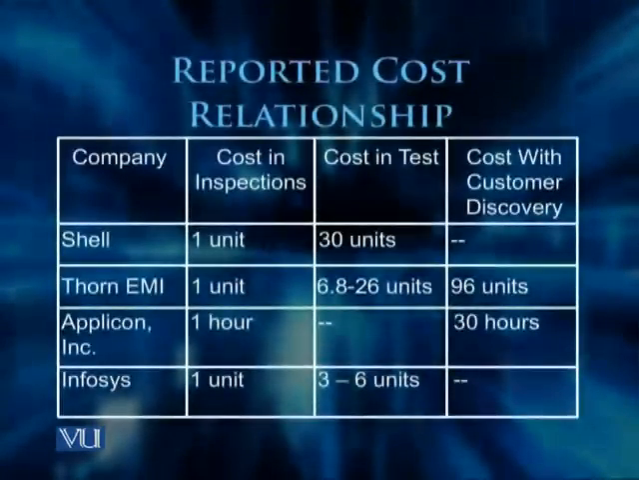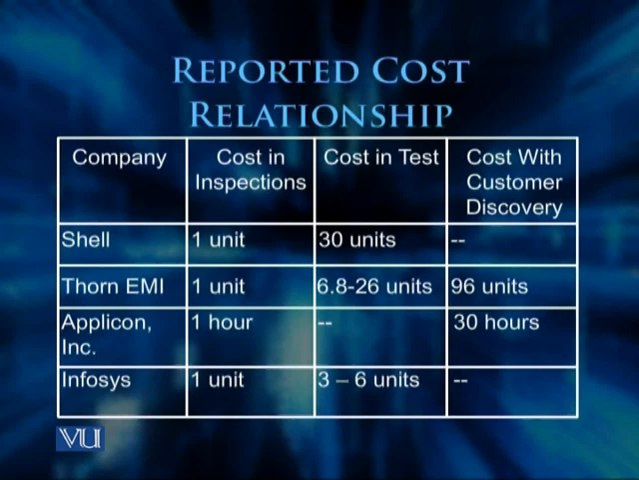But I have more data to show you. We have 4 companies here: Shell, Thorn EMI, Applicon Incorporated, and Infosys. Here for Shell we have 1 unit cost in inspections, 30 units cost in test. For Thorn EMI we have 1 unit cost in inspections, 6 to 8 to 26 units in cost in test, and 96 units cost with customer discovery.